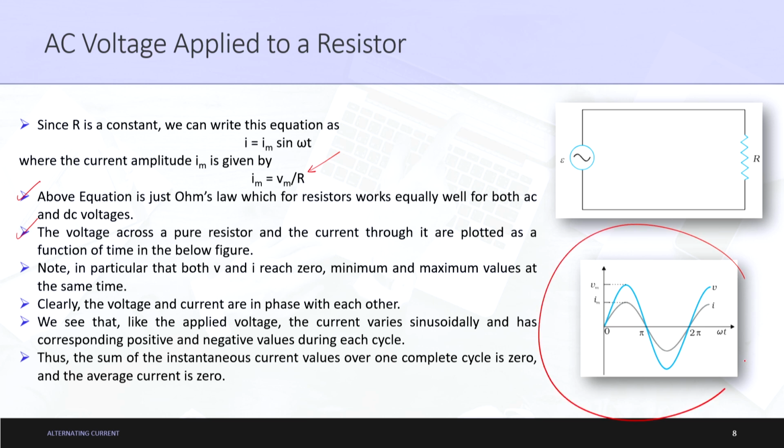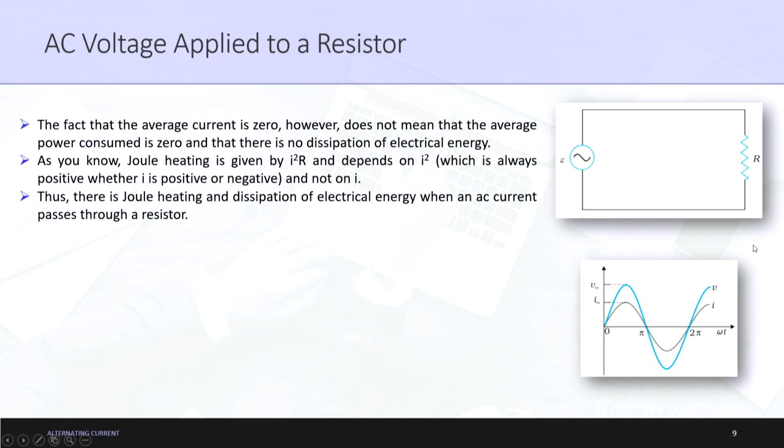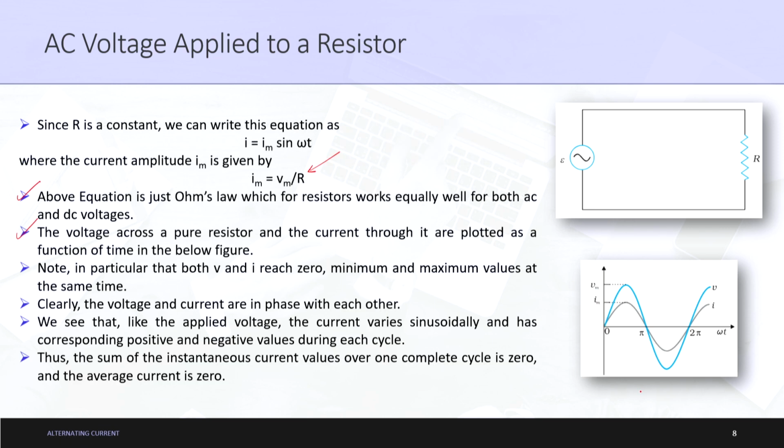If you see clearly, both the voltage and the current are in phase. What does it mean by in phase? In phase basically means that the starting point and the ending point of both AC voltage and AC current are the same. Note in particular that both V and I reach zero, minimum and maximum values at the same time. Clearly, the voltage and current are in phase with each other. So, this is the concept of in phase.